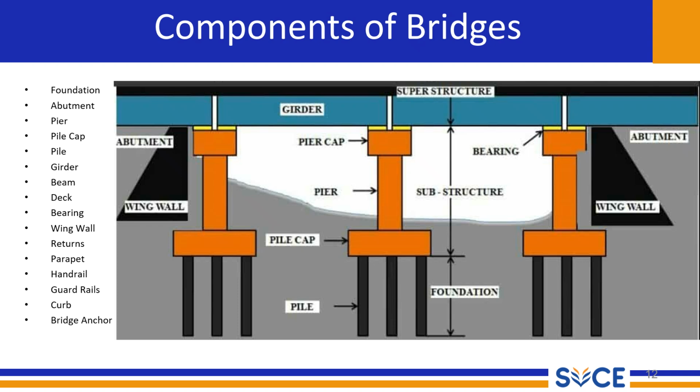So coming to the foundations, we have the piles and the pile caps. The piles are the deep foundation elements driven into the ground to transfer the load of the bridge to the stable soil or the rock. We have the pile cap, the concrete structure that distributes the load from the piers or the abutment into the piles. And the footing is a wide base that distributes the loads over a larger area of the soil. So these are the major important components of the bridge structure.